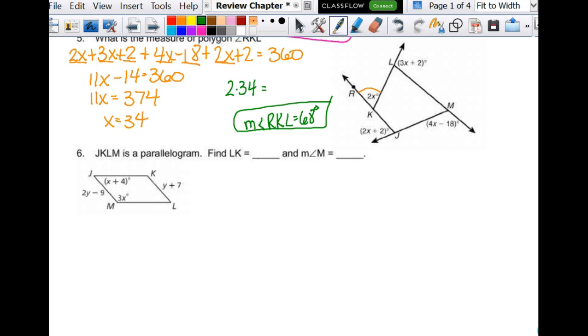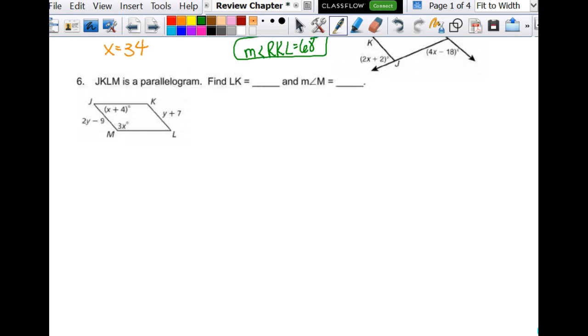So then the next one, it doesn't say on all of these to write the postulate or theorem, so on the review, if you didn't, that's okay, but you could be asked to do that on the test. So we got to make sure we know what to say and how to say it.